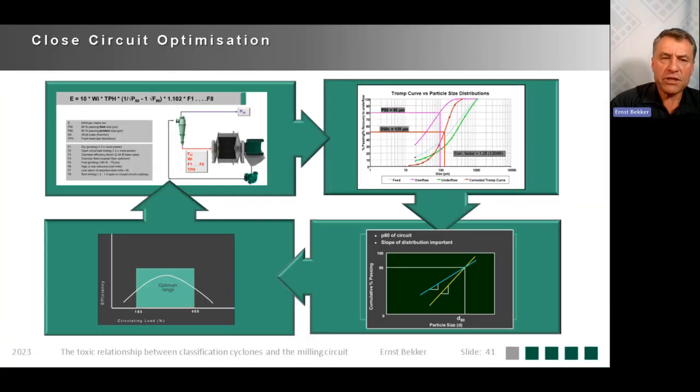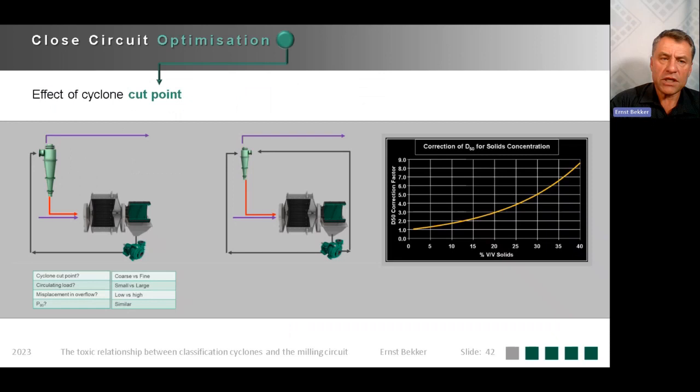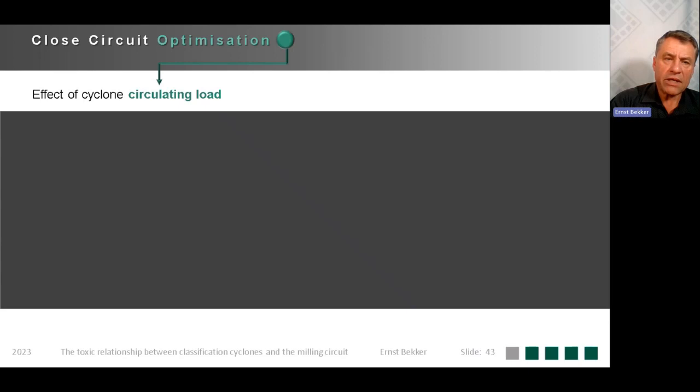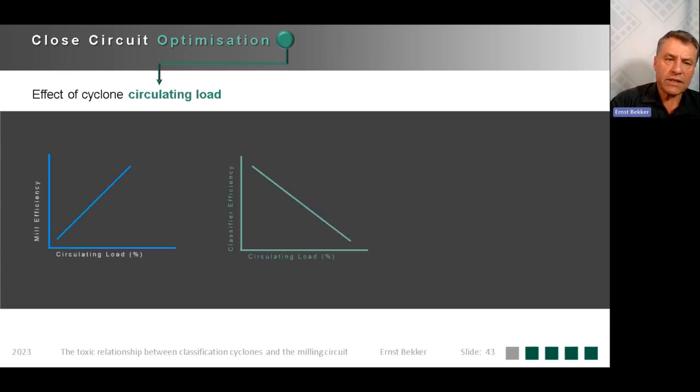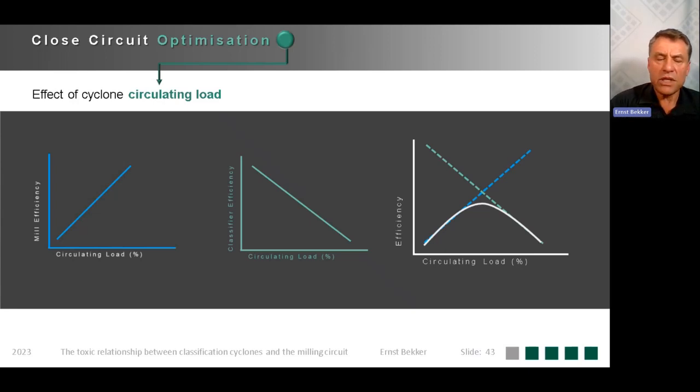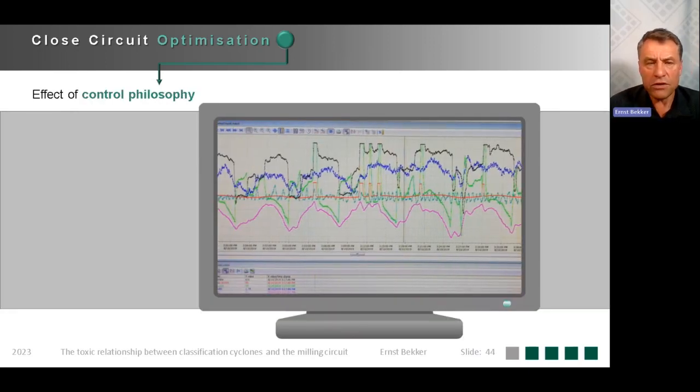Moving to closed circuit optimization. So we've seen now that there's a black box and there are factors influencing the performance of the cyclone and the mill. There's a relationship between the grind and the cut point of the cyclone. We want the slope of the overflow size distribution as steep as possible, and there's an optimum range in terms of circulating loads. The effect of the cut point we've discussed when we looked at the large and the smaller cyclone. We know now that the smaller cyclones are not always the better option. The effect of circulating load we've discussed, and we want to maintain the circulating load within the optimum range, roughly about 150 to about 400%. Then control philosophy is another aspect that influences the performance of the cyclone.